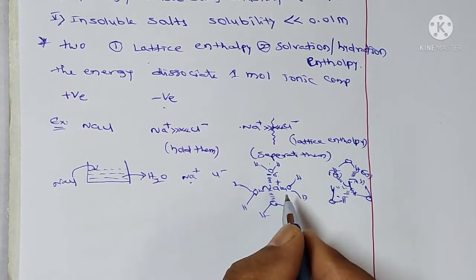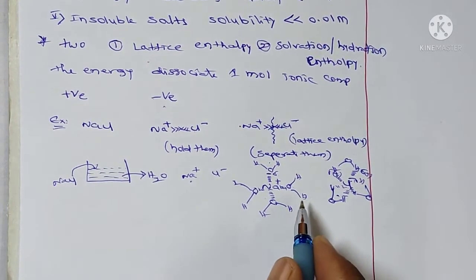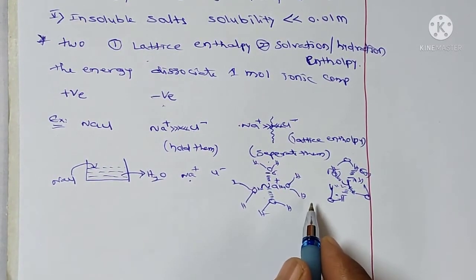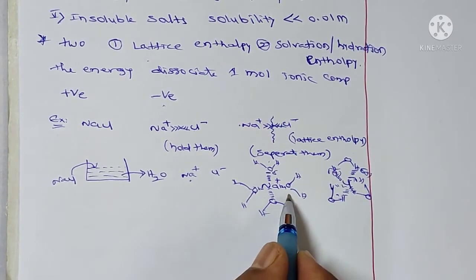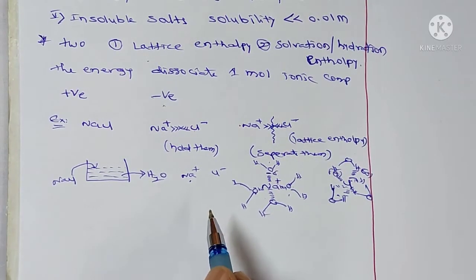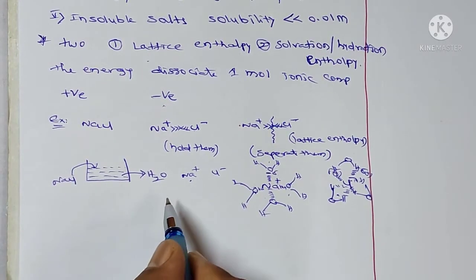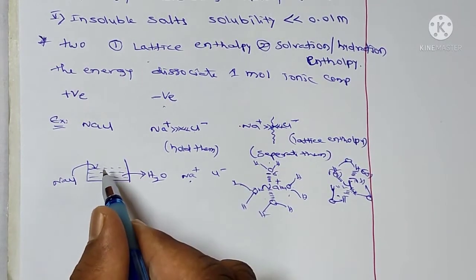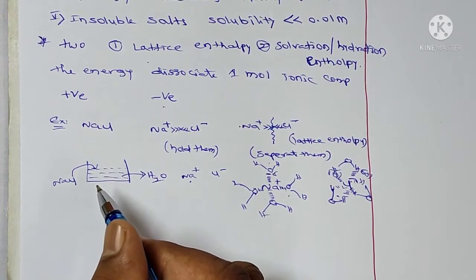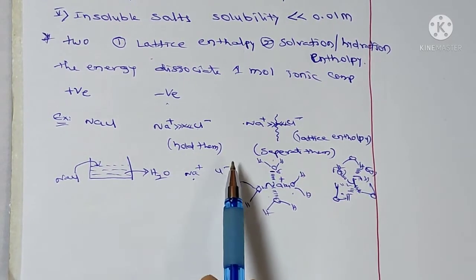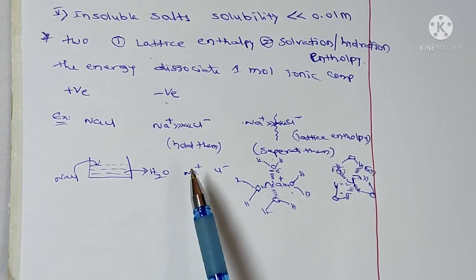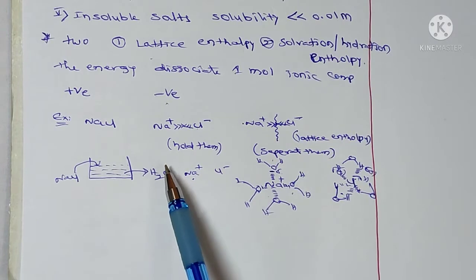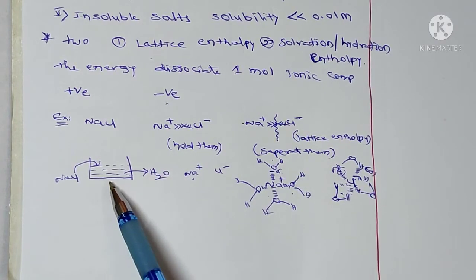So this is called hydration. And here the energy will be released. That energy is called solvation enthalpy. And here the solvation enthalpy overcomes the lattice enthalpy. Consequently, NaCl salt dissolves in water solvent. So the solvation enthalpy of NaCl is more than the lattice enthalpy. Then the NaCl salt is dissolved in water.